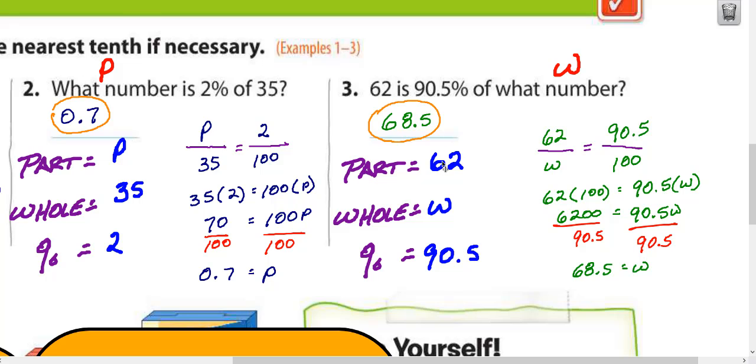And again, the process is the same. Identify part, whole, and percent. Put them into our proportion. Do the cross multiplying. Divide by the coefficient. Get your answer. All right, so there you go. There's your lesson and review practice on percent proportions.